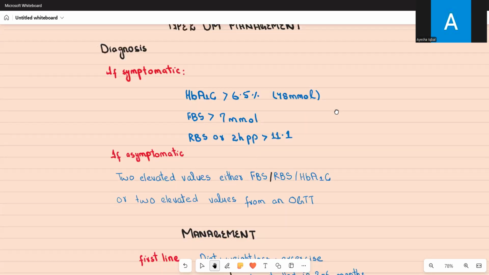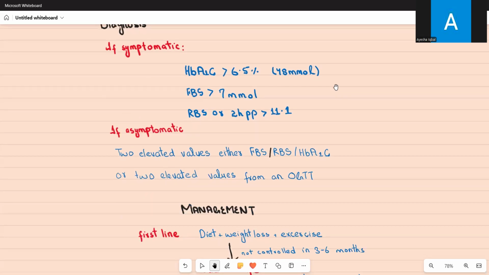But if the person is asymptomatic and only on a routine screening test you found that their fasting blood sugar or random blood sugar or HbA1c is elevated, then you will need another positive test with elevated values to confirm the diagnosis. So you will be repeating either the fasting blood sugar or the random blood sugar or HbA1c to get a confirmed diagnosis of diabetes mellitus.